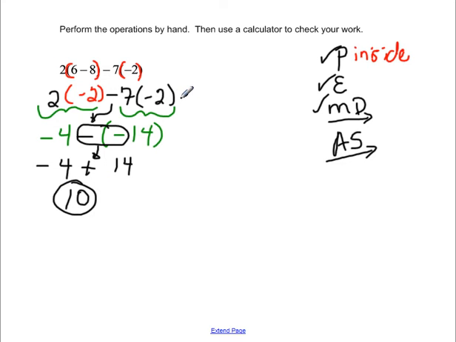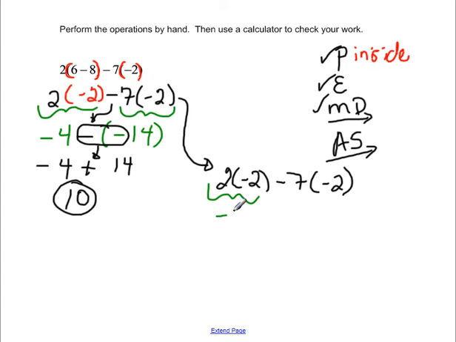But let me show another way to do this step here. I'm going to recopy this 2 times negative 2 minus 7 times negative 2. We're going to think about this slightly differently this time. We're still going to do the 2 times negative 2 just like we did. Okay, 2 times negative 2 is negative 4. But now this time I'm going to be thinking about this negative sign as holding on to that 7. So when I do the multiplication, I come up with negative 7 times negative 2. Well, a negative times a negative is a positive. So I'm going to put that positive right there. And 7 times 2 is 14.